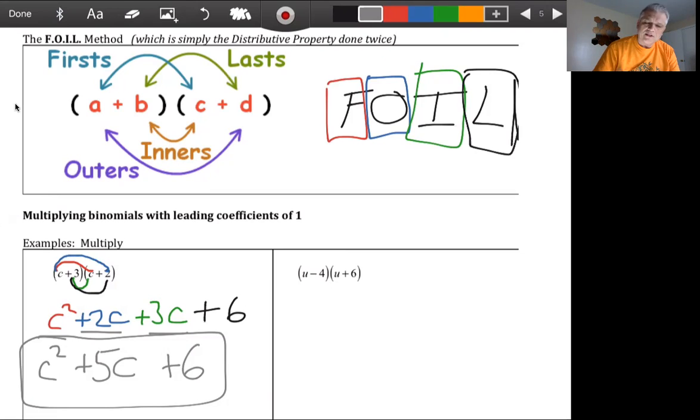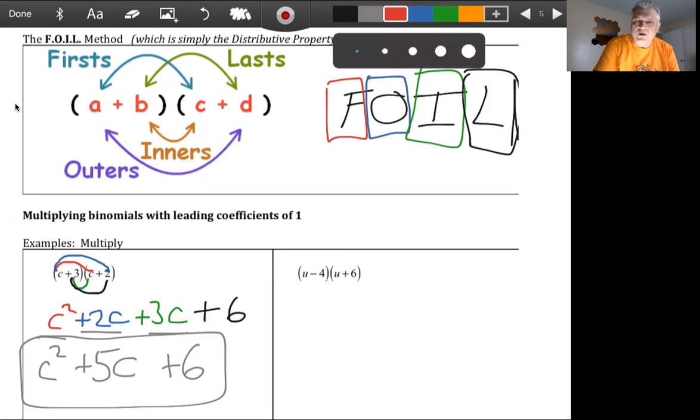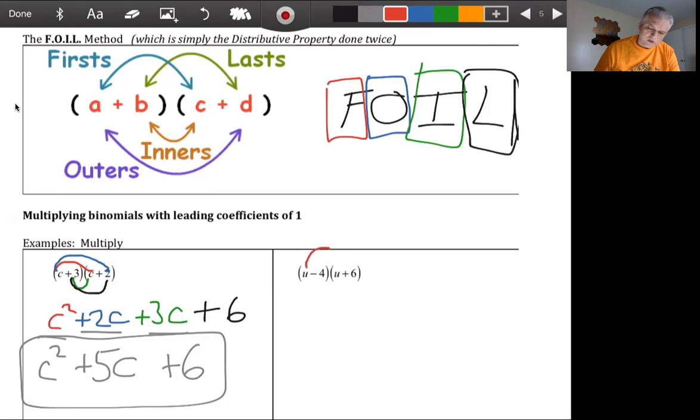So let's do the second one, the second question, and let's use the FOIL. Okay, so how do we distribute the u? Well, we're going to multiply it by the other u. So that's the first term times the first term. So the F term in FOIL is going to be u times u, which is u squared.